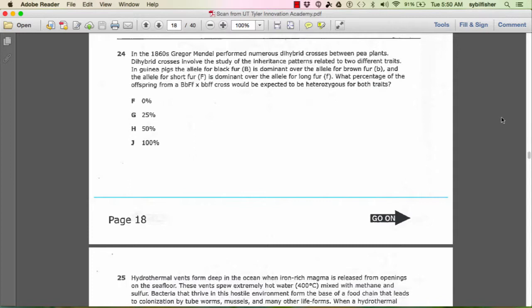What percentage of the offspring from a capital B, capital B, capital F, little f, times little b, little b, little f, little f cross would be expected to be heterozygous for both traits? F, 0%, G, 25%, H, 50%, or J, 100%.